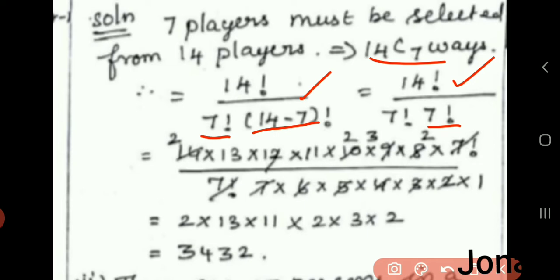Then I want to simplify this thing. From the 14 factorial I can write 7 factorial, because at the denominator we have 7 factorial. So we can stop here itself. And then here I can cancel this one 7 factorial and 7 factorial. The remaining things, if you simplify this, we can get the answer 3432.